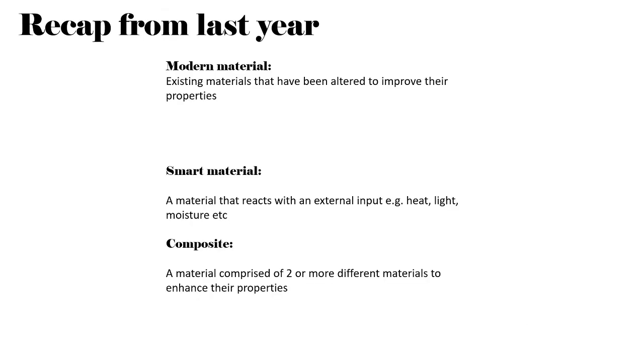So then, just a little recap of what modern, smart and composite materials are. Modern materials are your existing materials that are already used day to day, but they've been altered and you've improved their properties in some way to make them better. Your smart materials are materials that react to an external input, so that could be heat, light, moisture, anything like that. Then your composite is a material that comprises two or more materials, so it's important you've got two or more together to make a brand new material to enhance their properties.